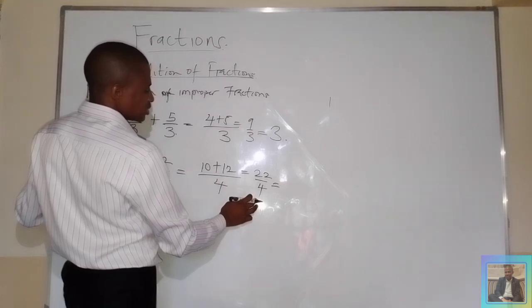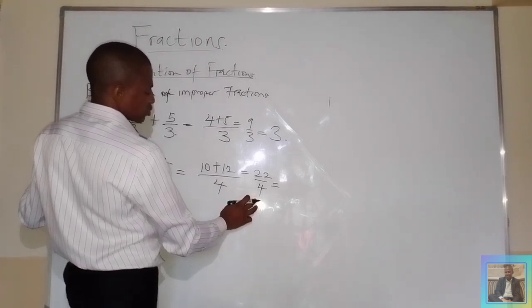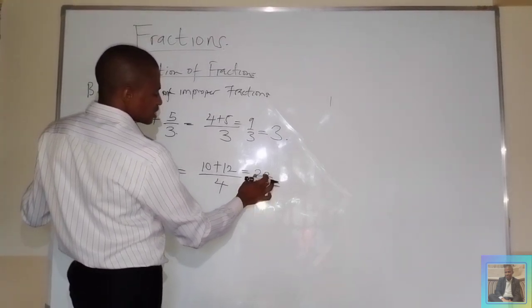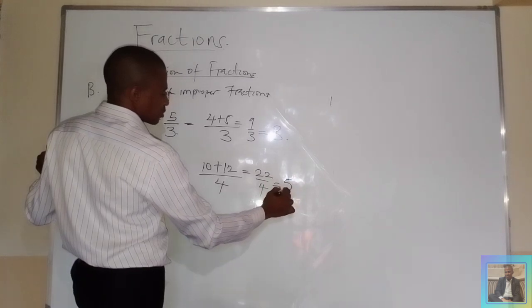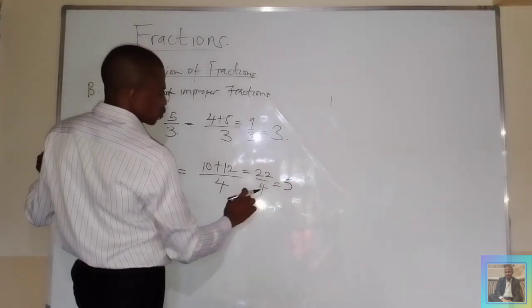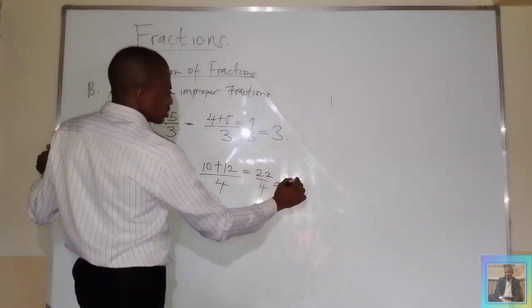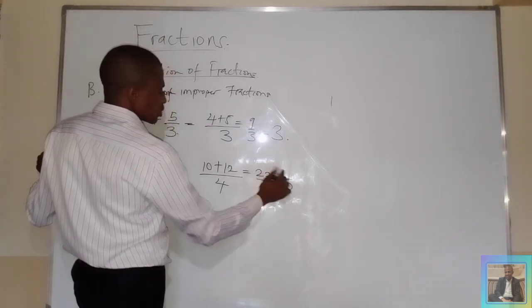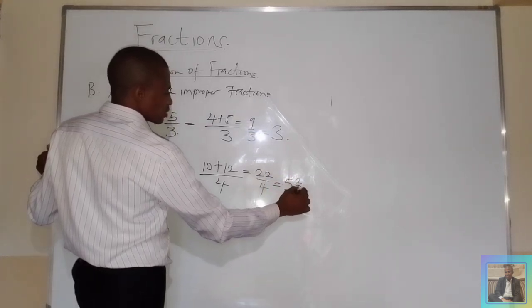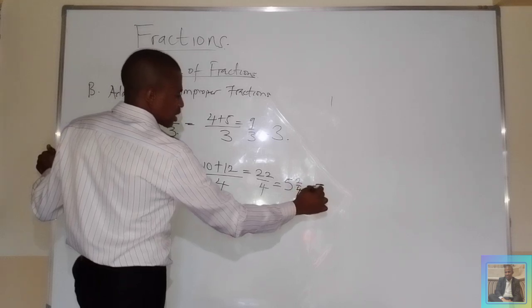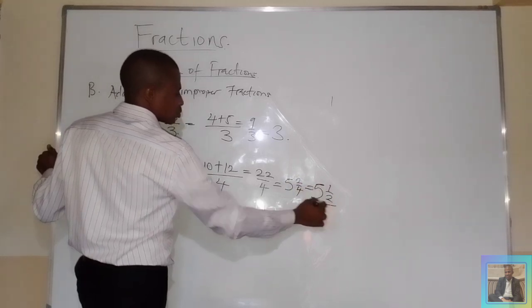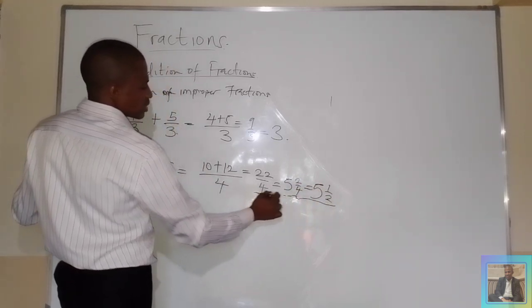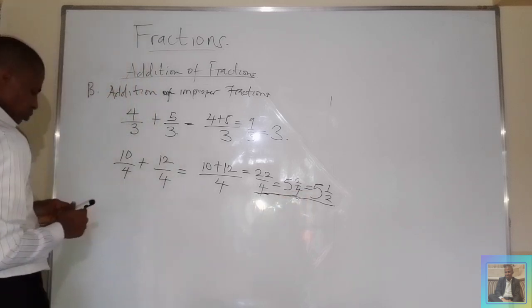22 over 4. How do we convert this to mixed fraction? How many of 4 can we see in 22? 5. That's 5 times 4, 20. How many will remain? 22 take away 20. That will be 2 over 4. And it's still the same thing as 1 over 2. So any of these answers are correct.